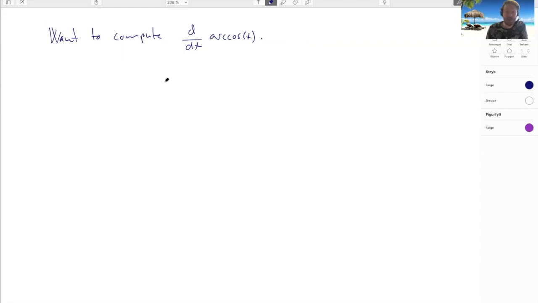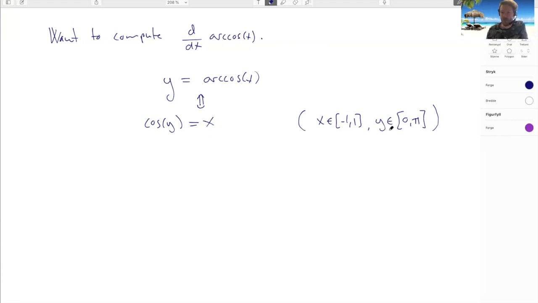Well, the point is here that if we put y equals arc cosine x, this is by definition the same thing as saying that the cosine of y is equal to x. Granted that x is in the domain of our arc cosine and that y is in the range of our arc cosine. This we're given from the start, so this is just reminding ourselves so that we're not tempted to put anything else inside of the cosine, which is defined, of course, for more y's than just this.